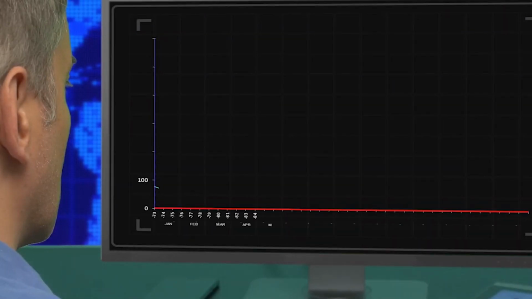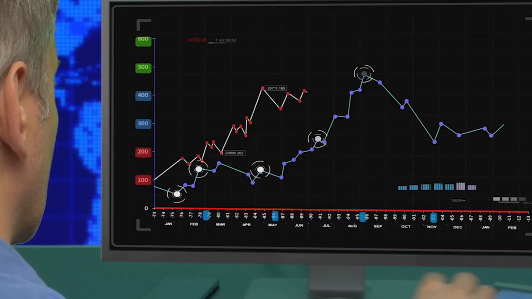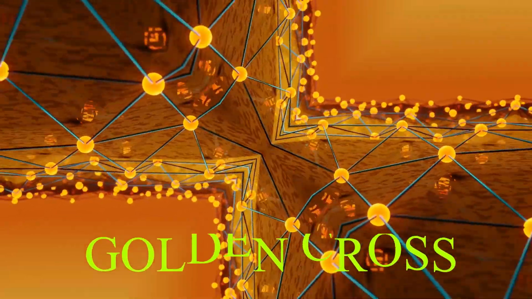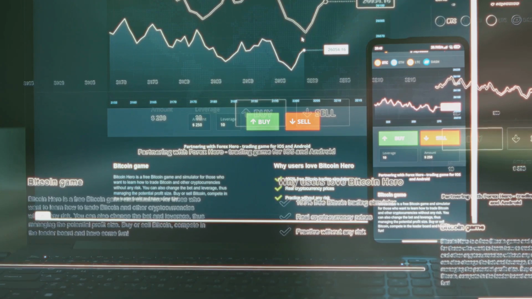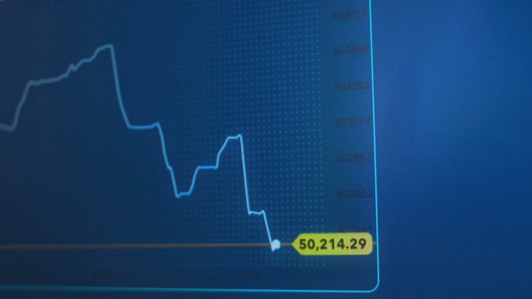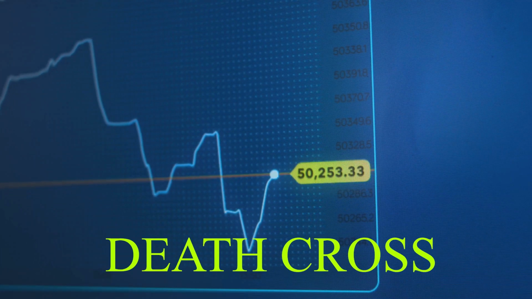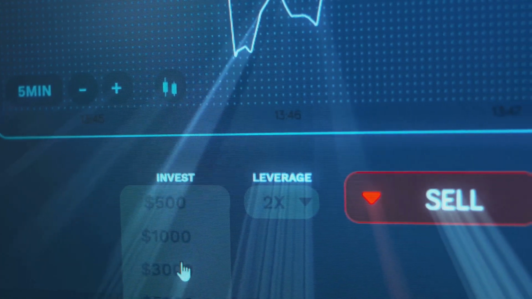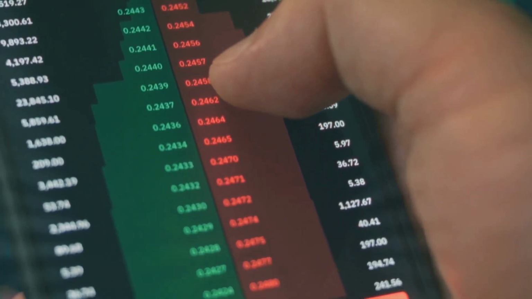The key to this strategy lies in understanding what happens when these two lines cross. When the 50-period moving average crosses above the 200-period moving average, this is known as a golden cross. It signals that momentum is shifting upward, making it a great time to buy. On the other hand, when the 50-period moving average crosses below the 200-period moving average, this is called a death cross. It indicates downward momentum, signaling a time to sell. These crossover points are your trading signals, and the beauty of this strategy is how visually intuitive it is.